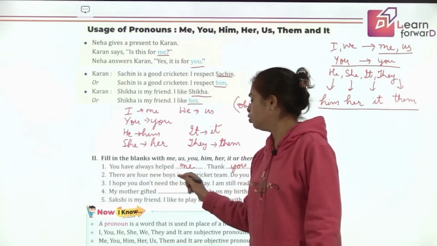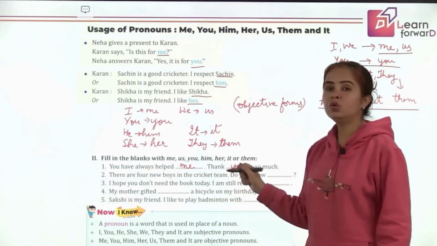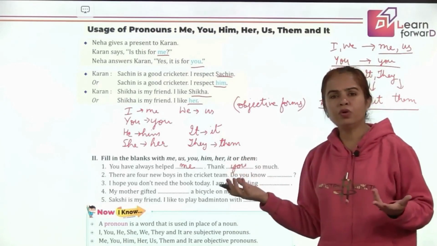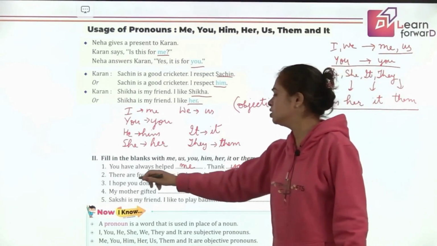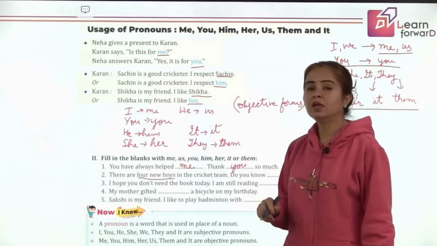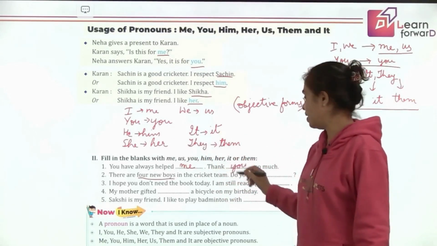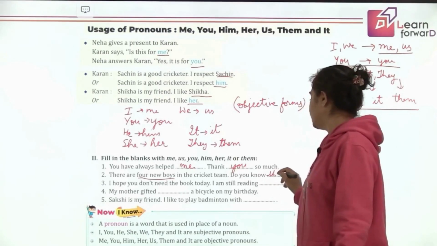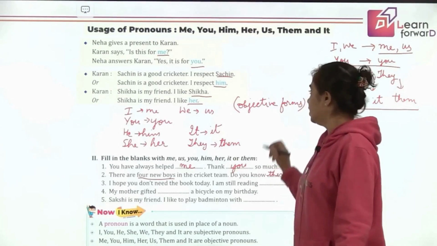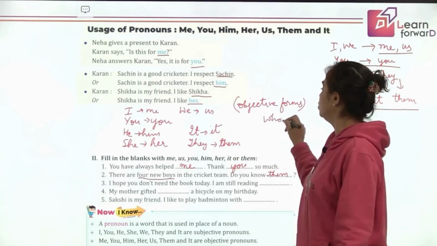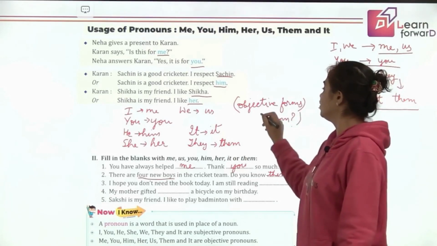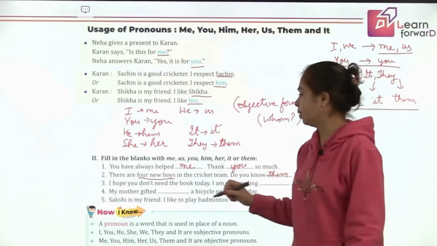There are 4 new boys in the cricket team. Do you know? Whom do you know? That means we are talking about these 4 new boys in the team. So, they are plural. What will you use for them? Them. Yes. So, do you know them? It gives an answer to whom. Whom do you know? So, objective case gives an answer to whom. You can remember that way also.